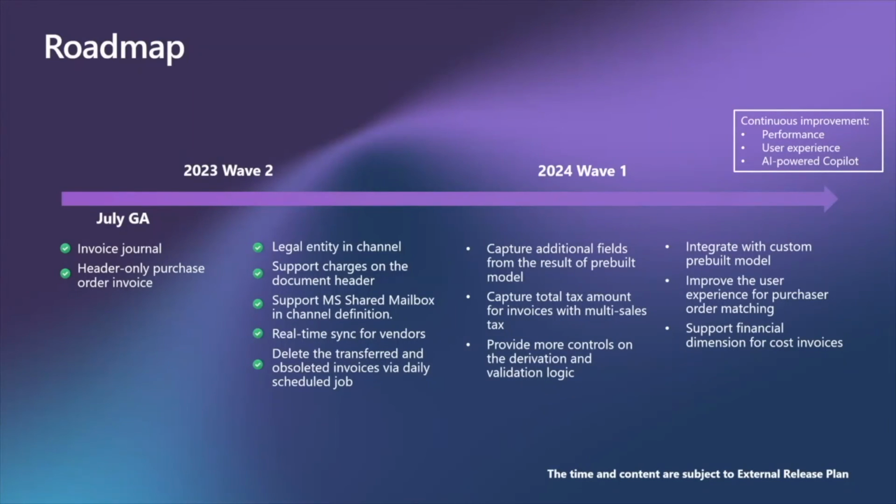Another major feature we are going to support is the financial dimension for cost invoices. The financial dimension is very key information for a cost invoice because it decides the right person to approve expenditures. In some invoices, you can capture these financial dimension values directly. So when we support this feature end-to-end, it will dramatically increase the touchless processing rate for cost invoices. And this is, in short, the features we plan in the coming months.